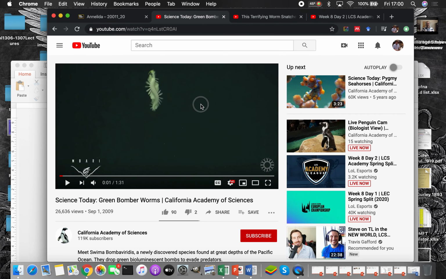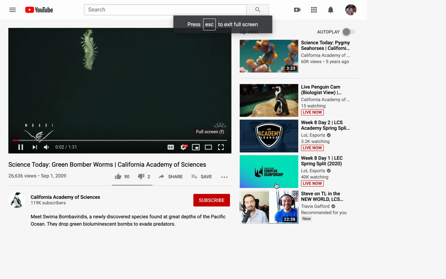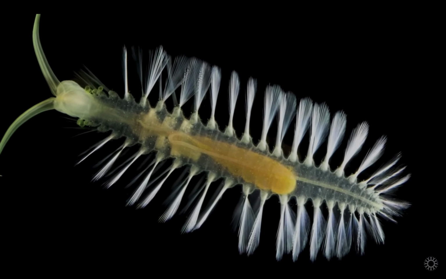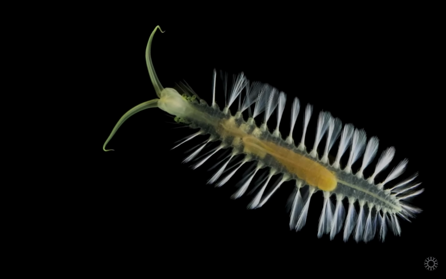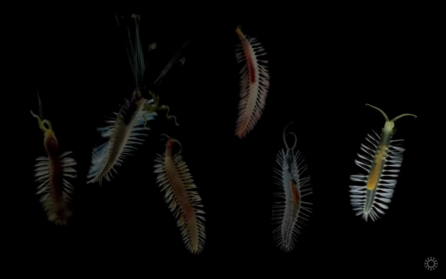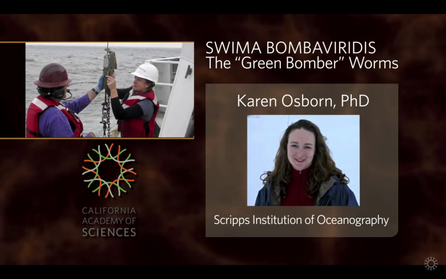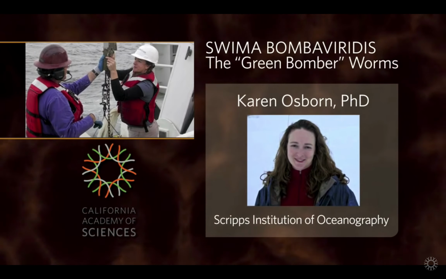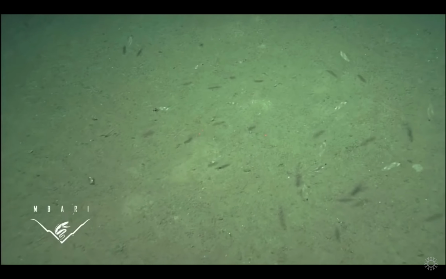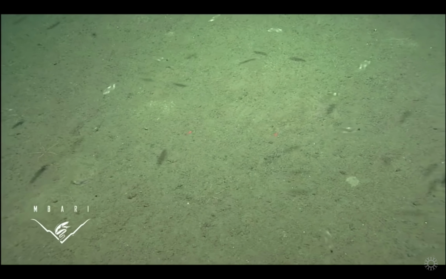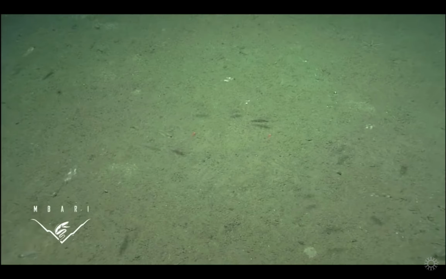And then we got one last one. Here we go. Meet Swima bombiviridis, a newly discovered species found at great depths of the Pacific Ocean that uses an interesting way to evade predators. Called green bombers by researchers, the worms were described in the August 21st edition of the journal Science, along with 6 other related species. Using remotely operated submersibles, researchers led by Karen Osborn of the Scripps Institution of Oceanography discovered the new species at depths ranging from 6,000 to 12,000 feet off the coasts of California and Oregon. A few were also found in the Philippines.